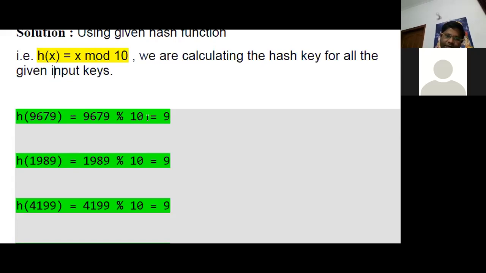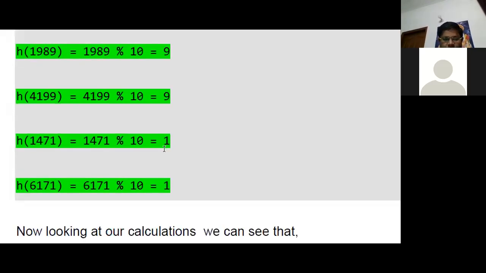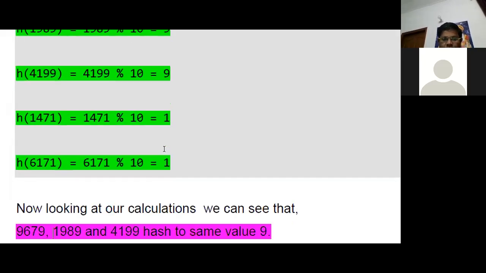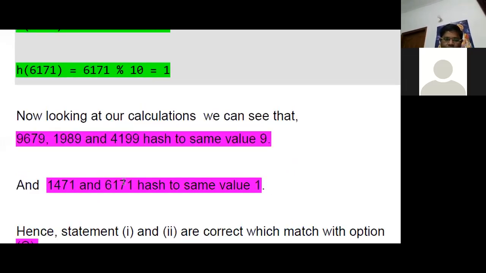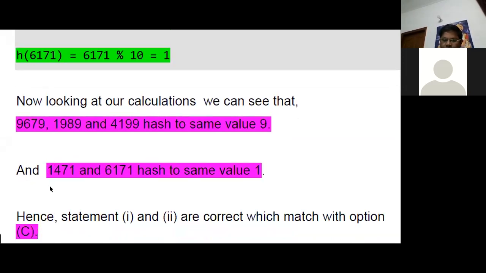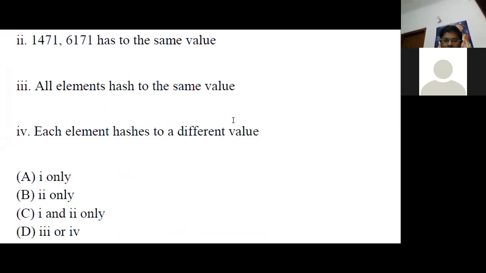Calculating for 9679, it returns 9. Again for 1989, it returns 9. For 4199, it returns 9. For 1471, it returns 1. For 6171, it returns 1. Now looking at our calculation, we can see that these three values 9679, 1989 and 4199 hash to the same value, that is 9, and 1471 and 6171 hash to the same value 1. So statements 1 and 2 are correct, which matches option C that I told you previously, that option C is correct.